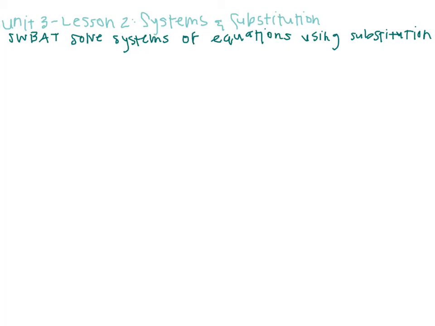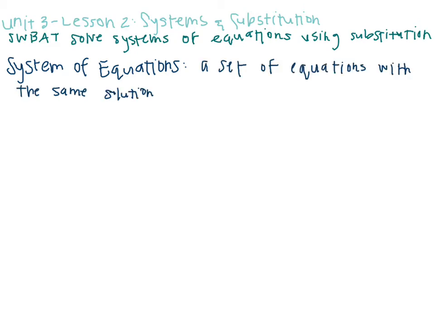This is Unit 3, Lesson 2, Systems and Substitution, and we're going to learn how to solve a system of equations using substitution. First, let's talk about a system of equations and what that is. We've already talked about systems, and a system is a group of two or more equations that all relate to one another. In a system of equations, we have a set of equations with the same solution. And the solution of a system of equations is a point that we write as an ordered pair with an x value and a y value.